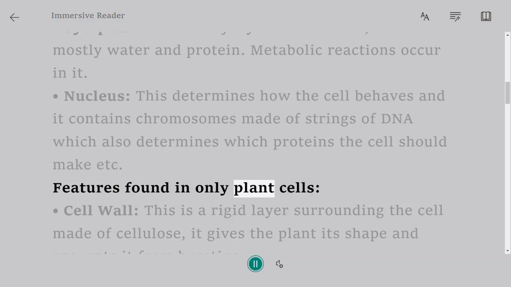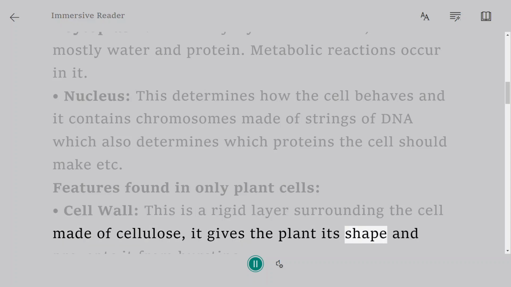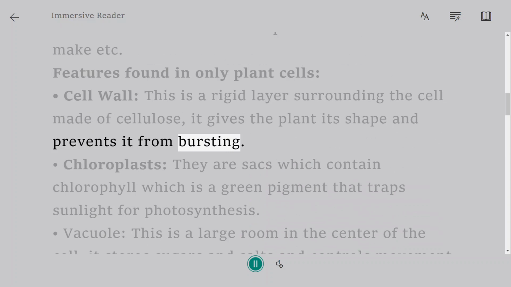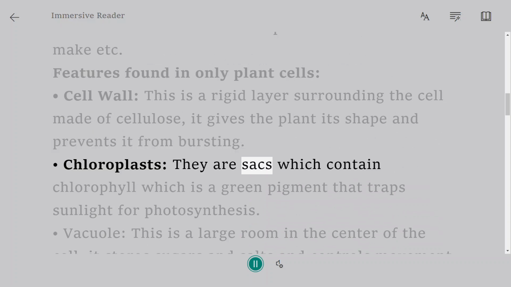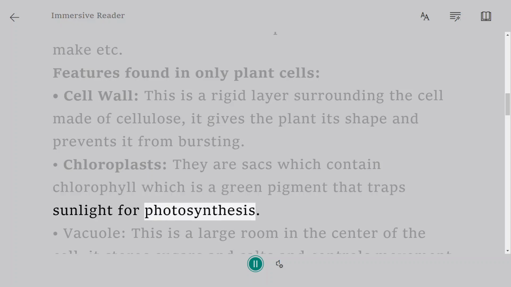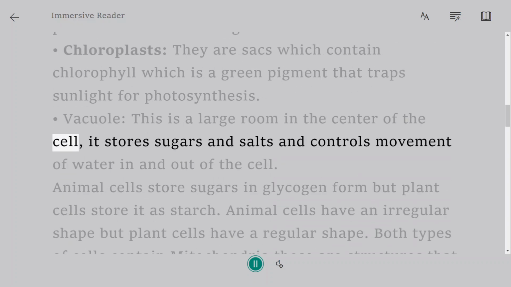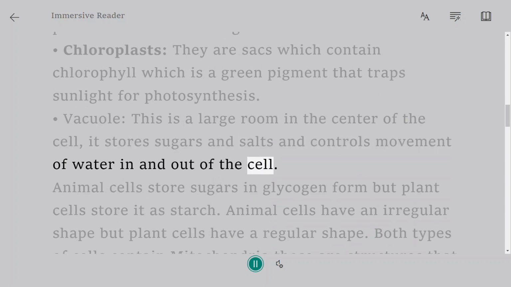Features found in only plant cells. Cell wall. This is a rigid layer surrounding the cell made of cellulose. It gives the plant its shape and prevents it from bursting. Chloroplasts. They are sacs which contain chlorophyll, which is a green pigment that traps sunlight for photosynthesis. Vacuole. This is a large room in the center of the cell. It stores sugars and salts and controls movement of water in and out of the cell.